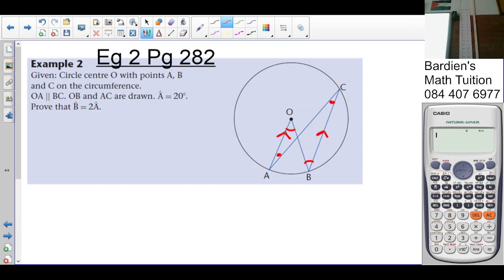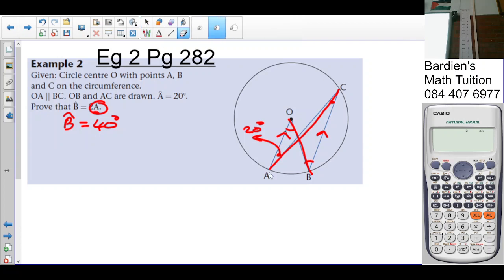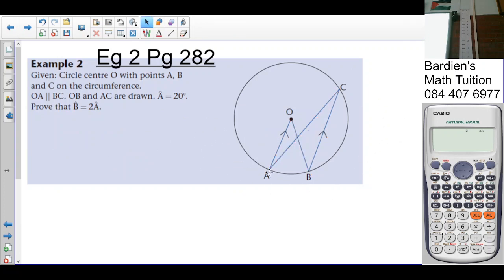Then it says OB and AC are drawn. Angle A is 20 degrees. Prove that angle B is double angle A. But what is angle A equal to? 20. So if I can prove that B is 40, I've done the job. Make sense? If angle A is given as 20, and we can prove that angle B is 40, we've done the job. But in a proof, I cannot use what is given to me. So I must end off with that. I can't use that in my proof.